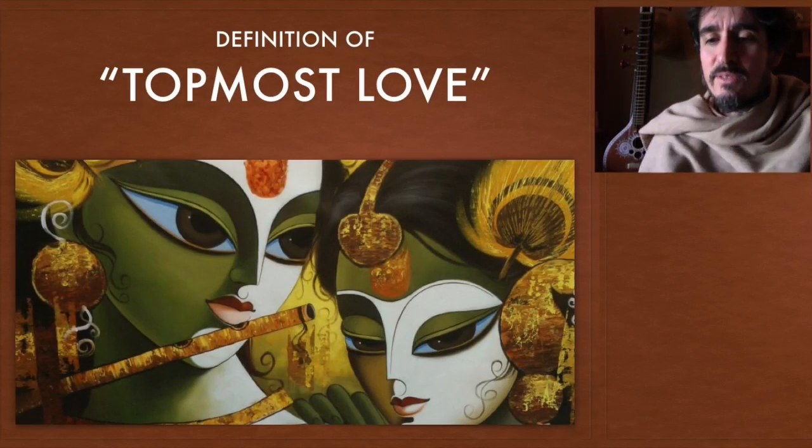Rati is the basis of rasa. So the affection for somebody is the basis of experience of tasting love. But it becomes that experience of tasting love when it's combined with the other things. It's like the definition of topmost love. So here we go.